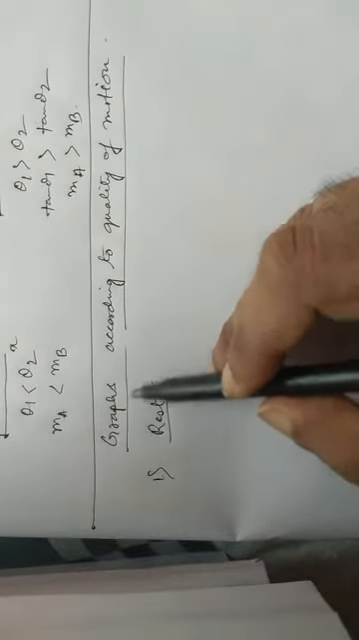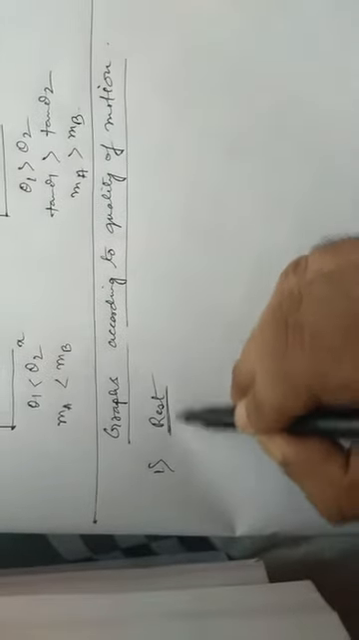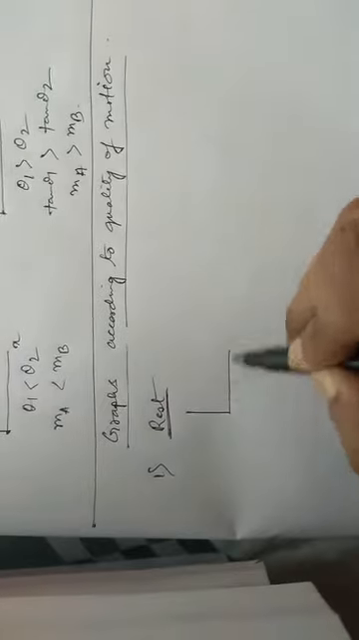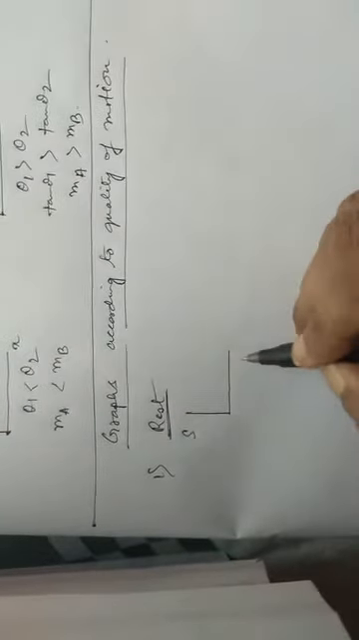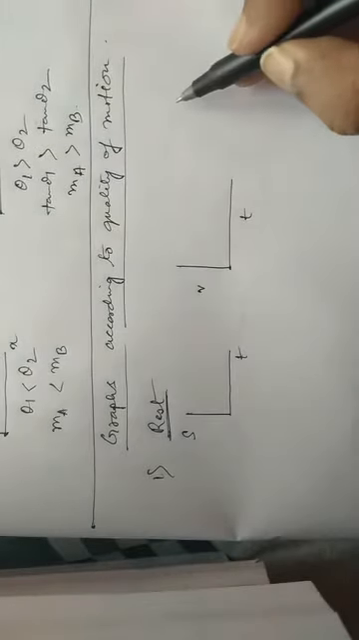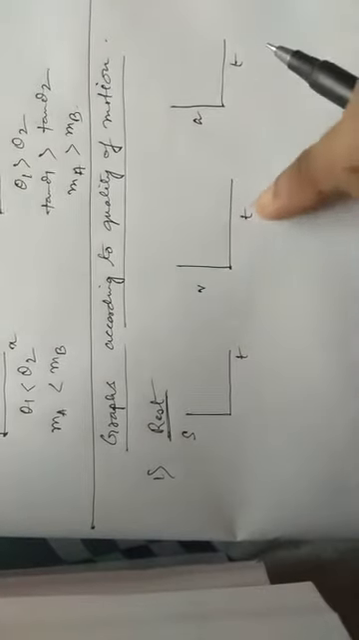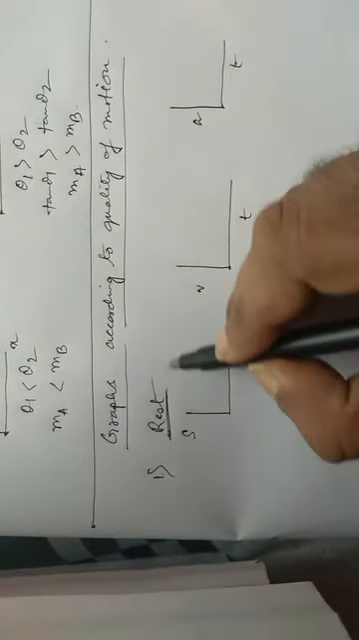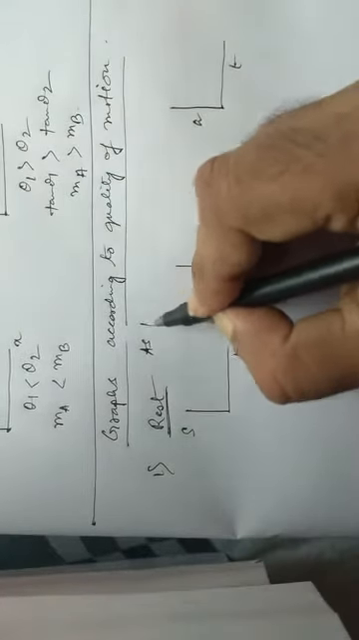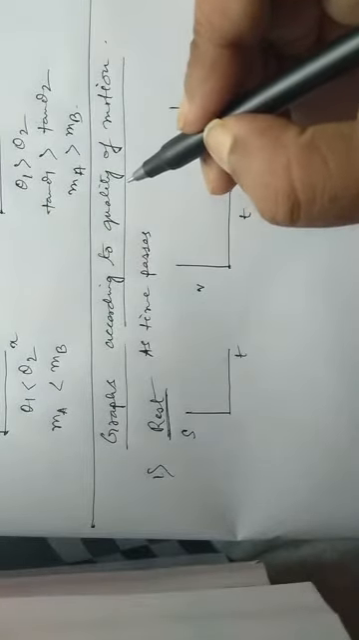Now we discuss the graphs according to the nature of motion. If we take the particle to be at rest, then we will discuss three graphs. One is S versus T, one is V versus T, and also A versus T. That means displacement time graph, velocity time graph, and acceleration time graph. Now what do we mean by rest? That means as time passes, the particle does not change its position.